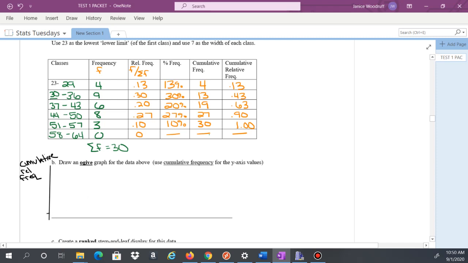So you've got 0.1, 0.2, 3, 4, 5, 6, 7, 8, 9, 10. 0.9, 0.8. I got a little closer together towards the top, but that's okay. And then on the x-axis, you're going to do your classes. But here's the thing with your classes.